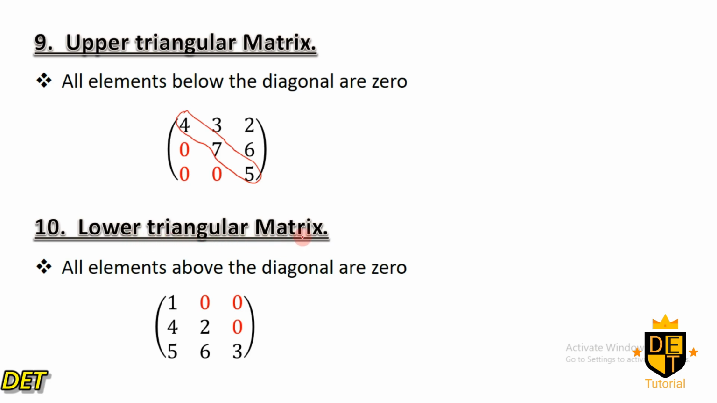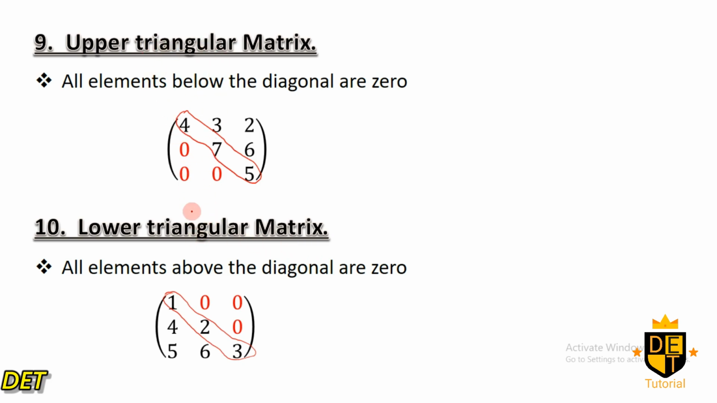Then in a lower triangular matrix, all elements above the diagonal are 0. So these are the diagonal elements. All the elements above these diagonal elements, or above this diagonal, are 0. So we have 0, 0, 0. This is why it is what? A lower triangular matrix.